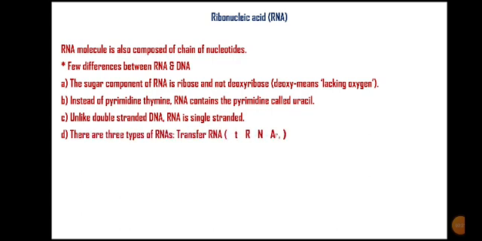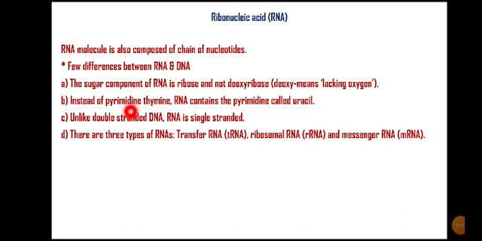So the difference between RNA and DNA is that the sugar component of RNA is ribose, whereas in case of DNA it is deoxyribose, that means lacking oxygen. So this deoxyribose is a component of DNA and ribose is a component of RNA nucleotide.